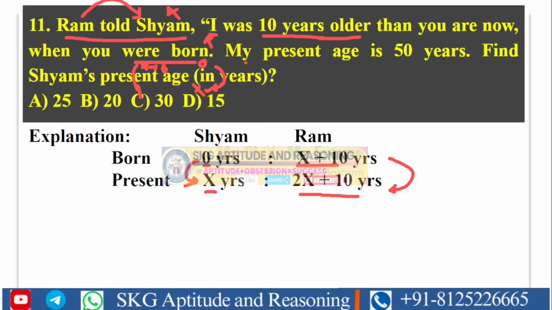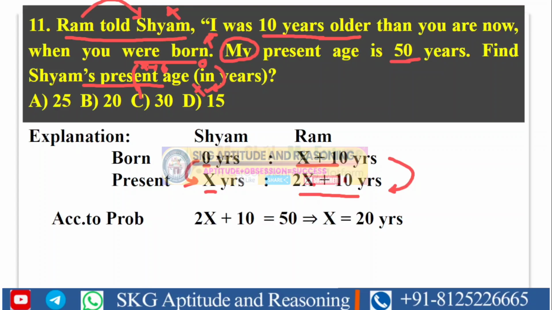In the question, my present age. So here we are saying Ram or Shyam, my reference is Ram here. Why? Because Ram is saying to Shyam, my present age, or Ram's present age, is 50 years. Then find Shyam's present age. If we find the value of x, then we'll get the answer. So according to the problem, 2x plus 10 will be 50, then x will be equal to 20 years. So what is asked in the question? Shyam's present age. Shyam's present age is 20 years, which is presented in option B.